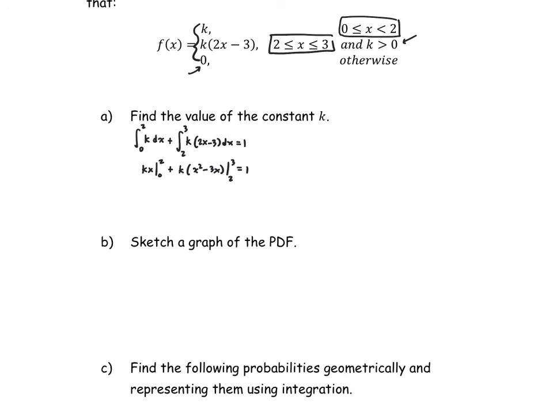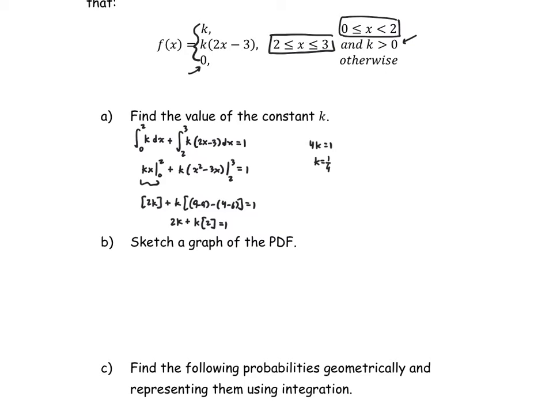Okay, let's continue with our algebra here. If I operate on this, evaluating, I would get 2k minus 0k, which is 2k. On the other, I would get k times 9 minus 9 minus 4 minus 6. Okay, so let's simplify. That's 2k plus k times 0 minus a negative 2, which will also be a 2. Thus, 4k is equal to 1. Therefore, k is equal to a fourth. Okay, so good start there.